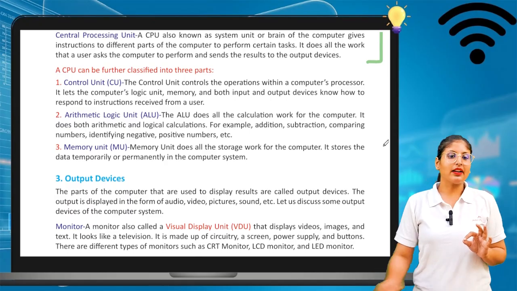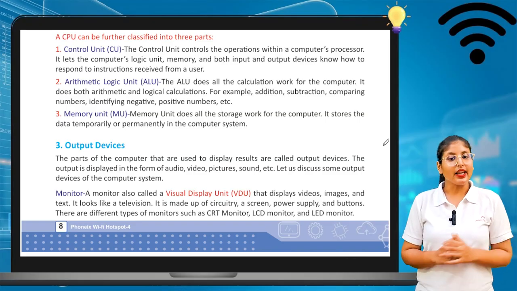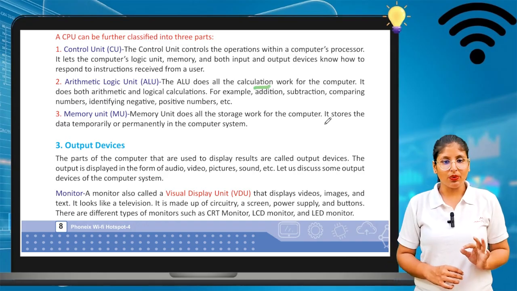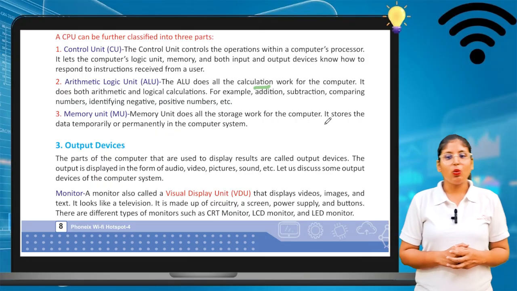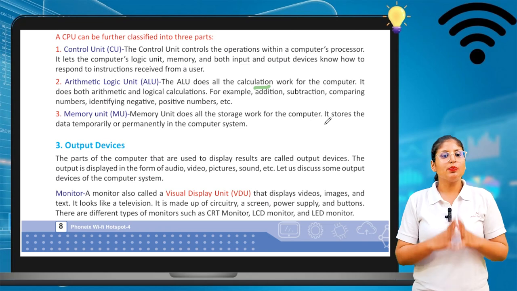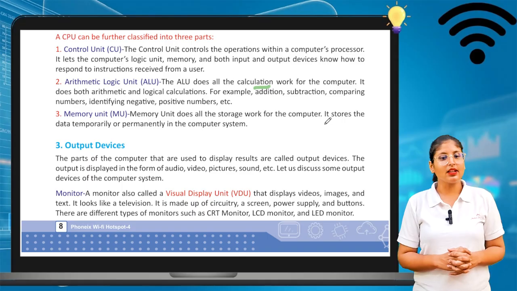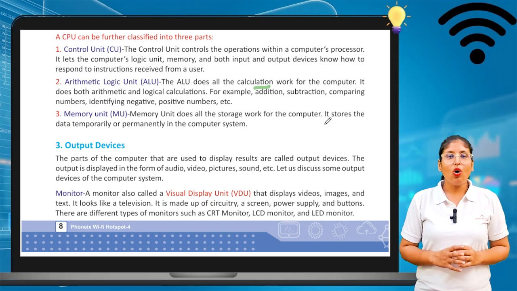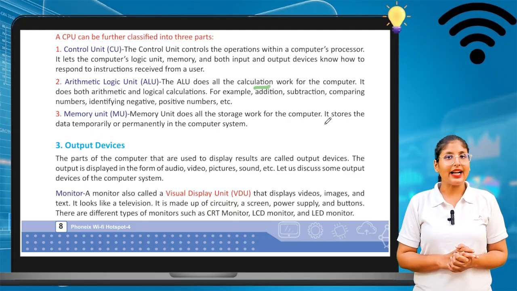Next, the arithmetic logic unit, that is ALU. What does ALU do? The ALU does all the calculation work. Its main function is calculation. It does both arithmetic and logical calculation, for example addition, subtraction, comparison of numbers, identifying negative and positive numbers, etc. So all the calculation is done by the arithmetic logic unit, that is ALU.